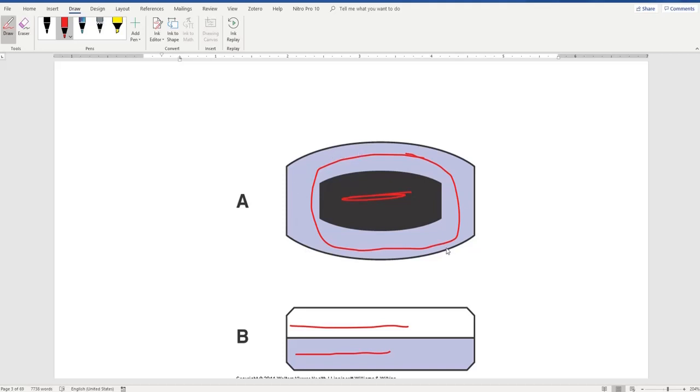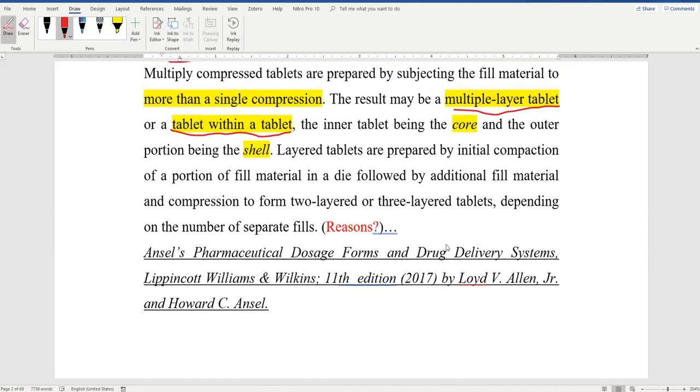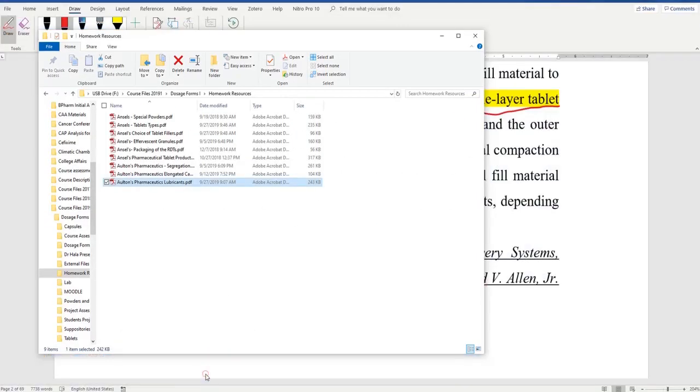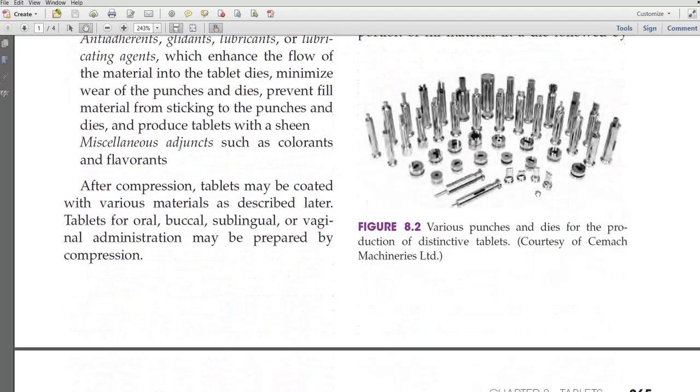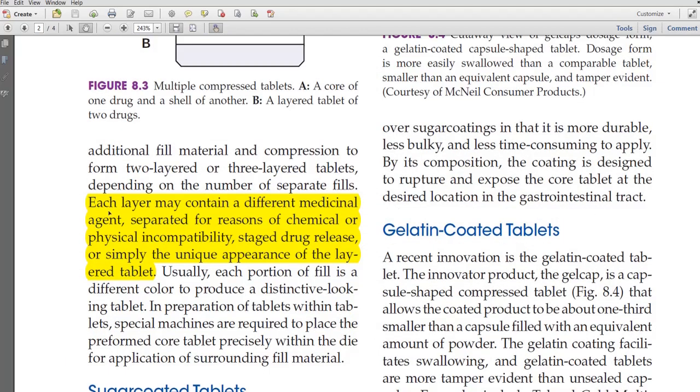Now, the question, and it's also a homework, is what are the reasons for preparing such tablets? Why do we need to prepare such tablets? Of course, the answer you will find in the following resource, which I uploaded to eMoodle. Tablet types, if you go to multiple compressed tablets, and here is the reason. Each layer may contain different medicinal agents separated for reason of chemical or physical incompatibility, staged drug release, or simply the unique appearance of layer tablets.